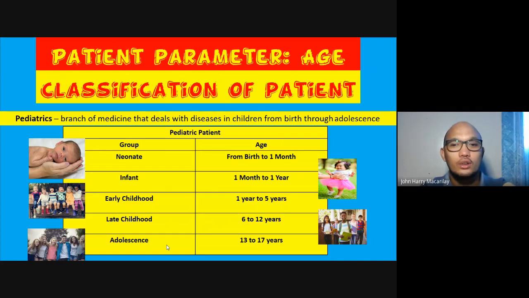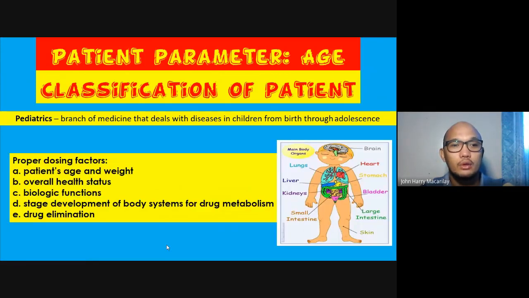According to this age group, these are still considered pedia, or they are still children, or they belong to the pedia group. So for pediatrics, for the proper dosing factors, we have to consider the patient's age and weight, overall health status, biologic function, stage of development of body systems or drug metabolism, and drug elimination.